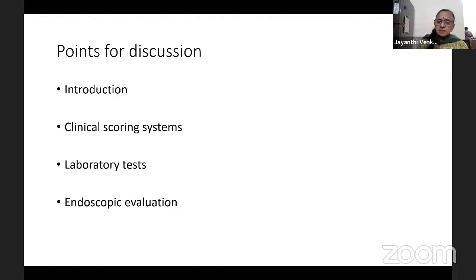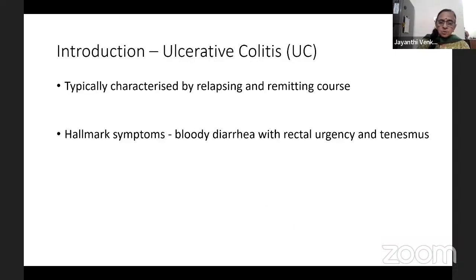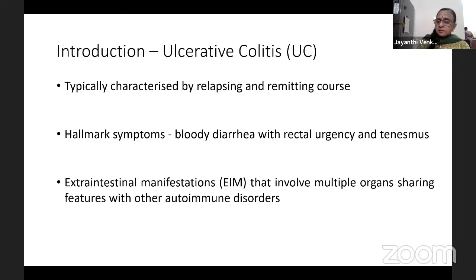So the points for discussion will be just a brief introduction. There'll be a lot of overlap with most of the things that have already been covered. The clinical scoring system stresses the disease extent and severity, the laboratory tests, and the endoscopic evaluation. Just to recapitulate, ulcerative colitis starts from the rectum, is restricted to the mucosa and submucosa, and is a lifelong disorder. It is typically characterized by relapses and remissions, and the hallmark is classical bloody diarrhea with rectal urgency and tenesmus, and extraintestinal manifestations occur in about 20% of patients.